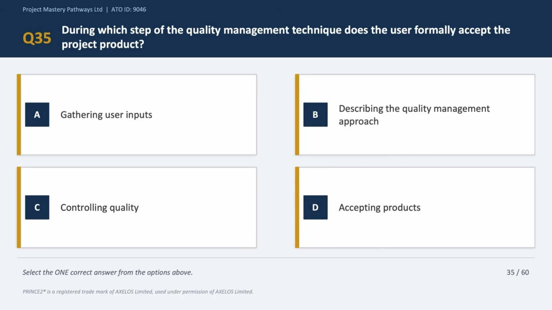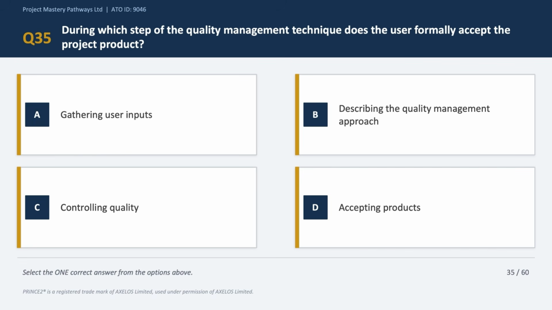Next, question number 35. This is a technique question. The quality management technique has 4 steps, which are gathering user inputs, describing the quality management approach, controlling quality, and accepting products. Now the question is asking where formal user acceptance actually takes place.